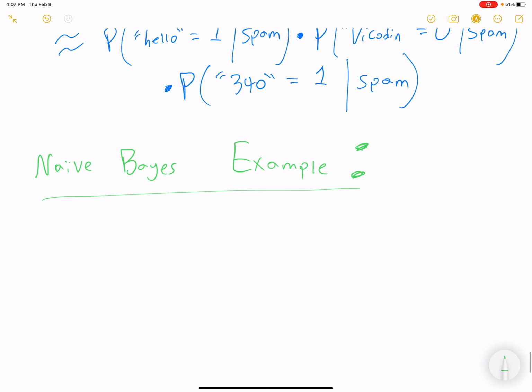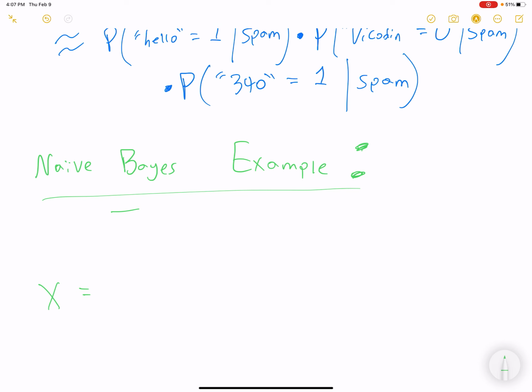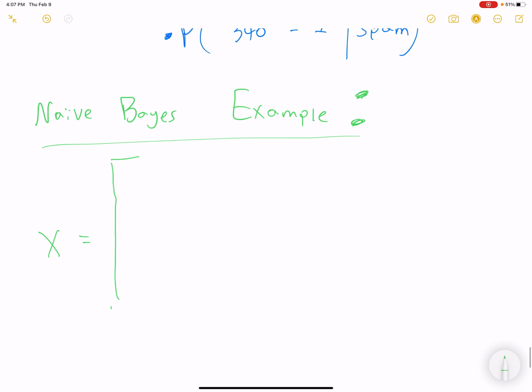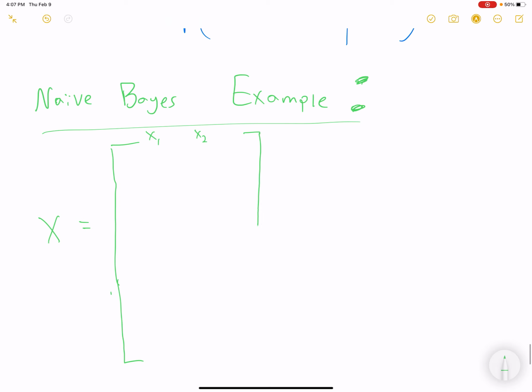So let's say we have our training data set. Let's call it xtrain, but that's okay. And we have feature x1 and feature x2. For example, the presence of word x1 and the presence of word x2.